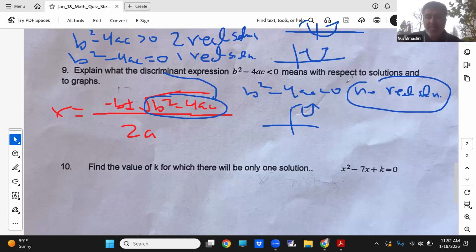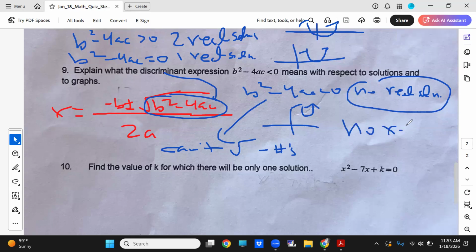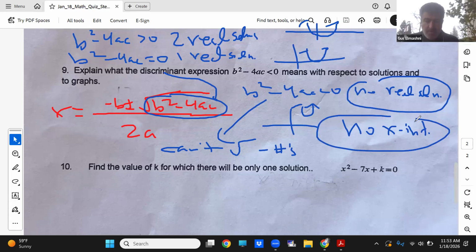If you want to dig a little deeper, you say we can't square root negative numbers. And in terms of graphical, no x-intercepts. So no real solutions, no x-intercepts.